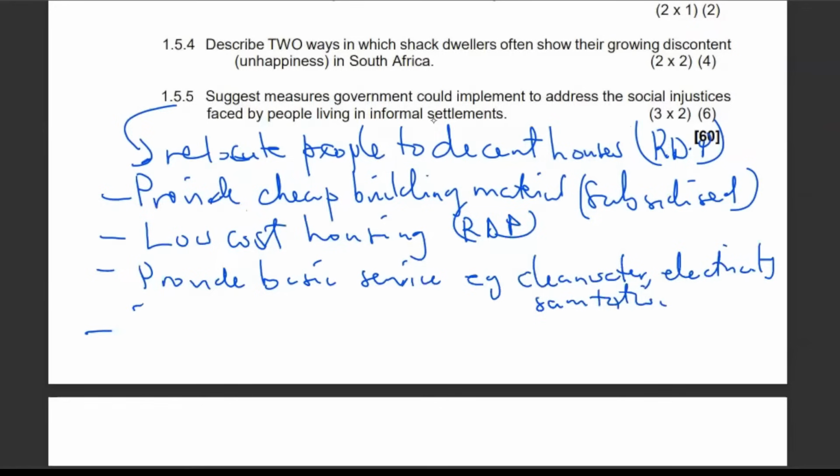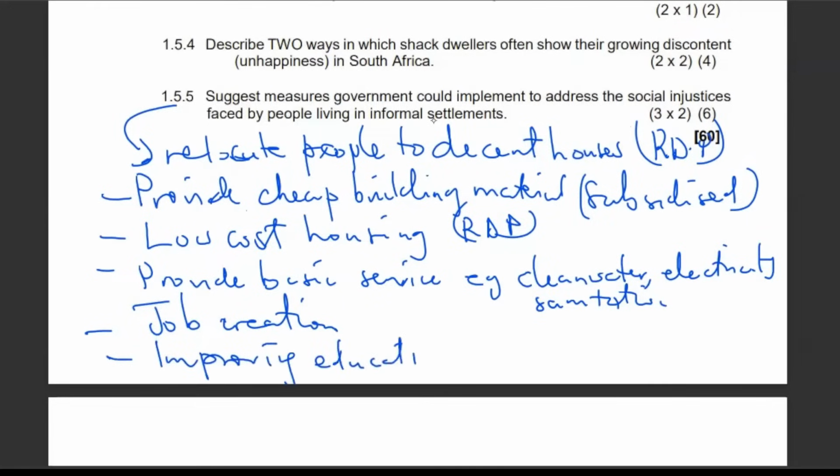And also we can look at job creation. The government must try to create jobs to accommodate those people. And we can also talk of things like improving the education of the people and also upgrading the skills of the people, because some of the major causes is that the people do lack skills that are required by employers, and also some of them lack education. So they need to access education so that they become employable, and as a result, they can also find a gainful way of finding income.